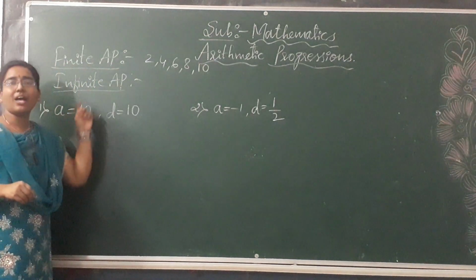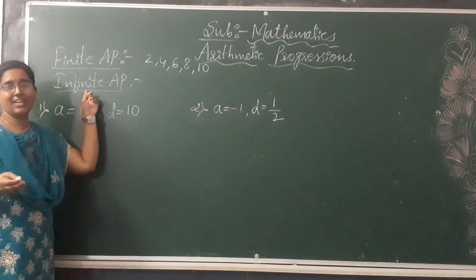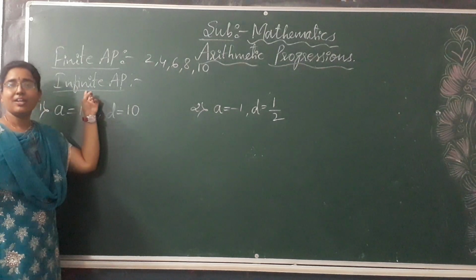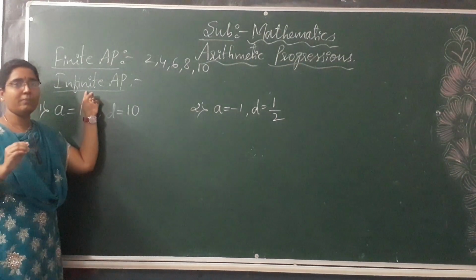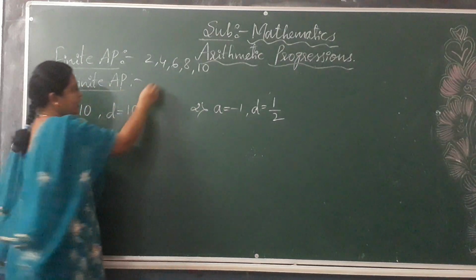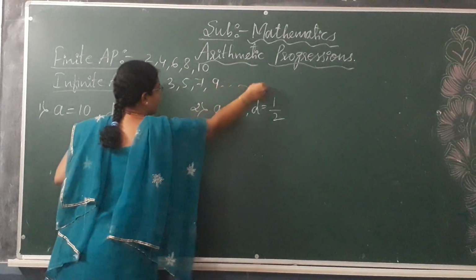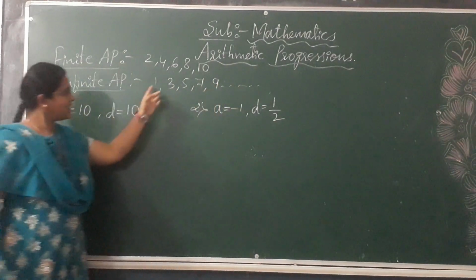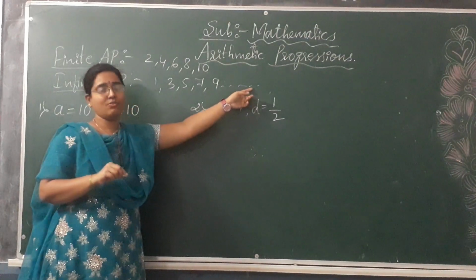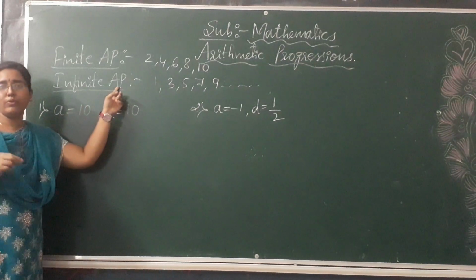And infinite means uncountable numbers or things. Any series in AP whose number of terms we can't count, that is uncountable, is called an infinite arithmetic progression. Example: 1, 3, 5, 7, 9 and so on. It means in this series so many terms are there that we can't count. That's why we call this an infinite arithmetic progression.